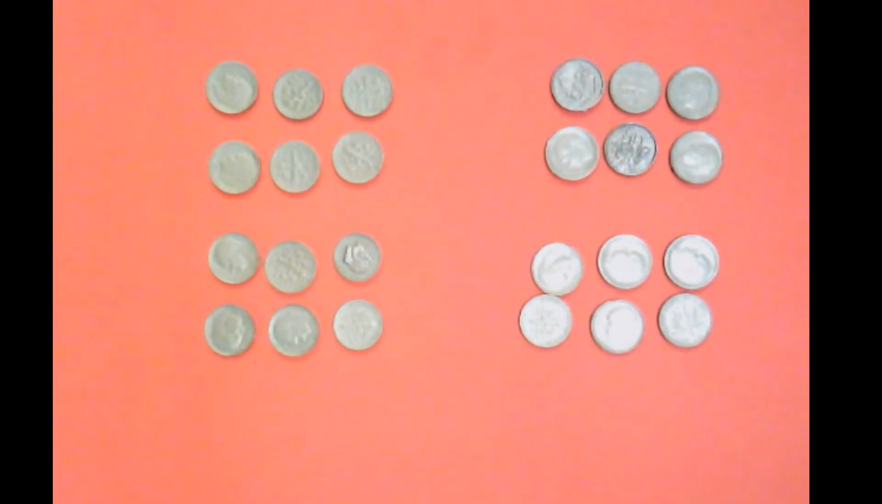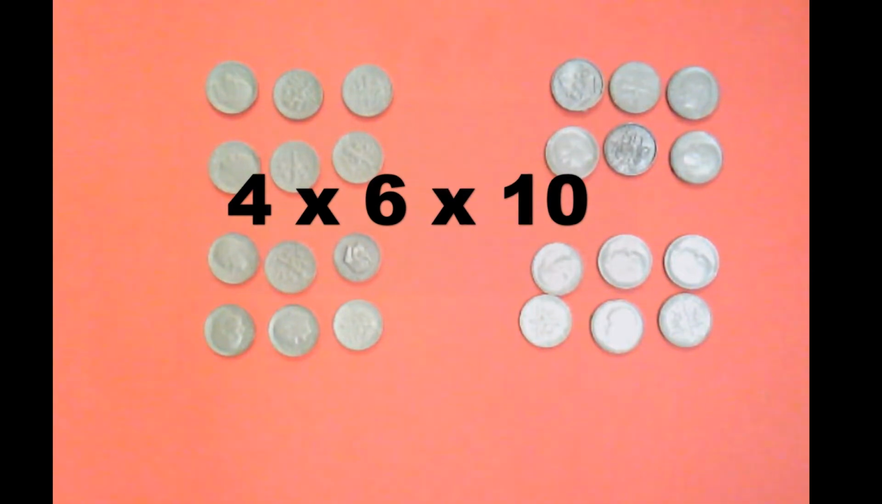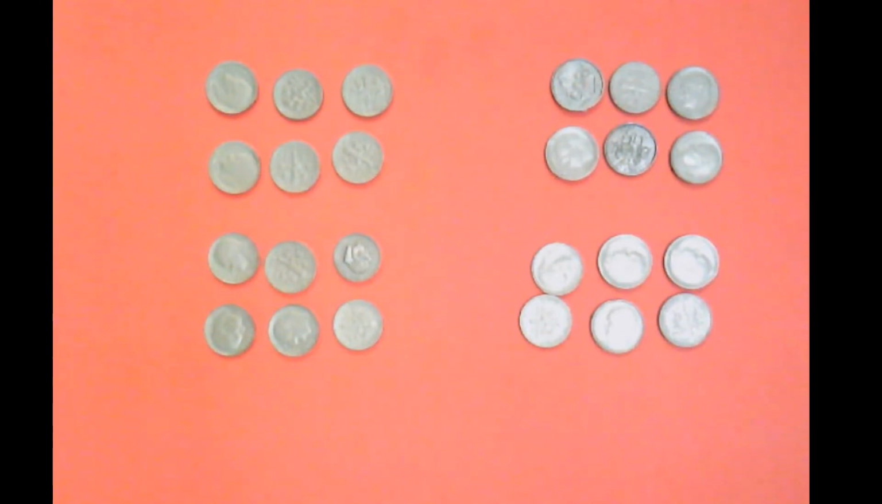Since there are 4 groups with 6 dimes in each group, and each dime is worth 10 cents, we can think about this as 4 times 6 times 10. 4 groups of 6 dimes is 24 dimes. So we can also think of this as 24 times 10. If we know that we have 24 10s, we can rearrange the 10s into groups of 100.